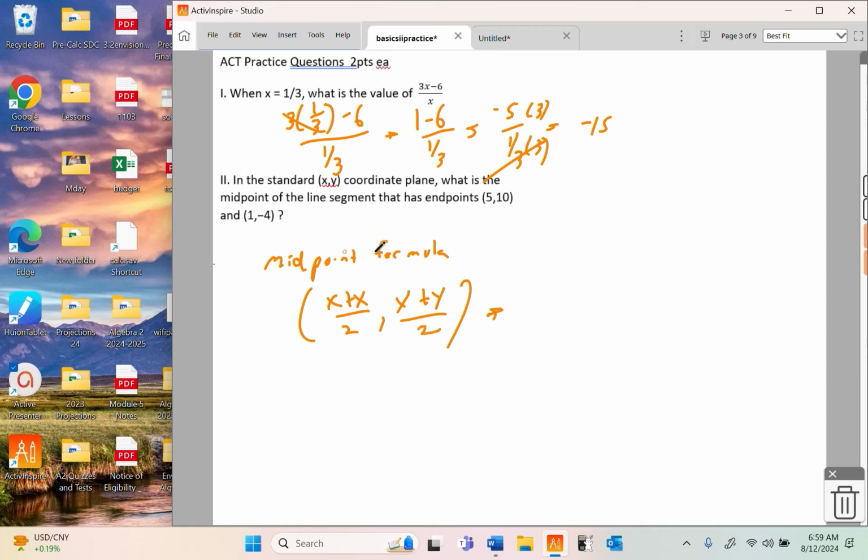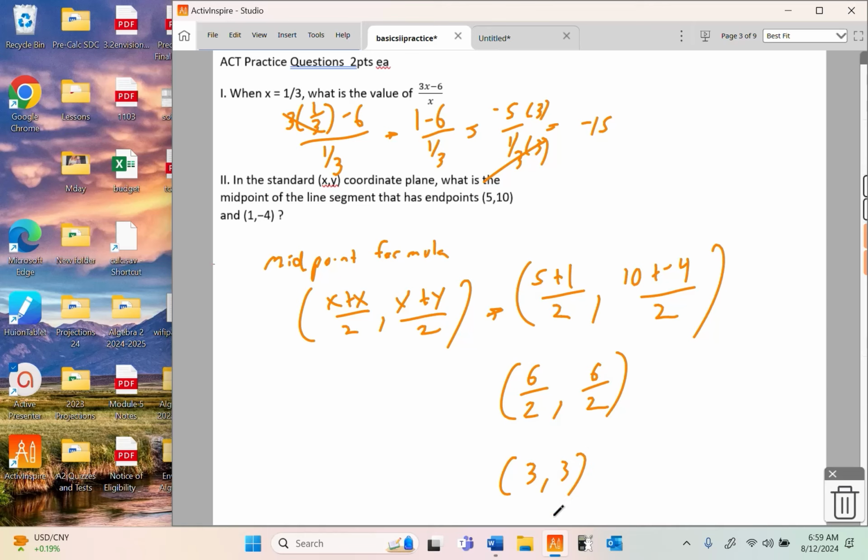So if I take my x's 5 and 1, add them together, divide by 2, and I take my y's, I'd have something that looks like that. Now 5 and 1 makes 6. And I'm showing all the work here. 10 minus 4 makes 6. I end up with this 0.33. And there you go. Easy peasy.